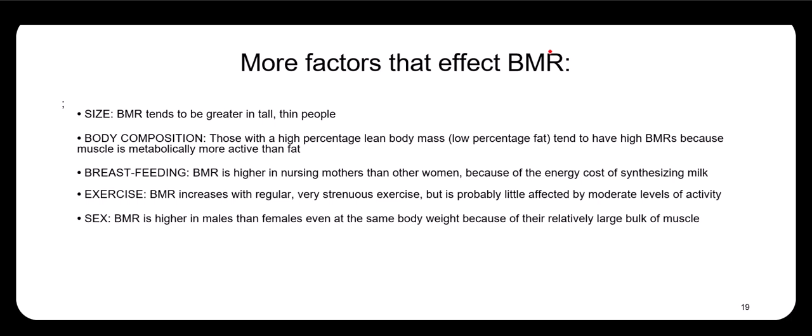So again, size, tall, thin people, body composition, we talked about those. Breastfeeding moms tend to have a higher BMR because of the energy cost of the breastfeeding. Exercise increases your BMR. It increases your muscle. We have to feed the muscle, more mitochondria. Gender, men tend to have a higher BMR, but again, who has more muscle, men or women? So a little bit of a secondary effect.